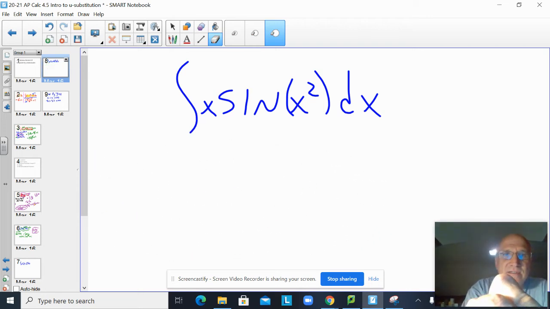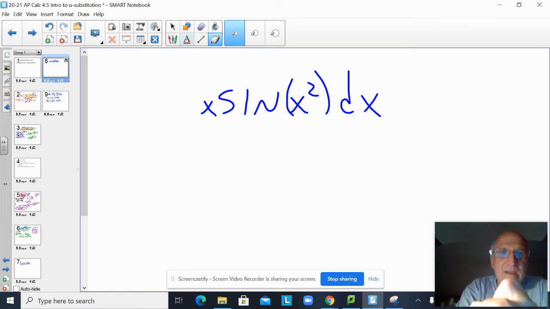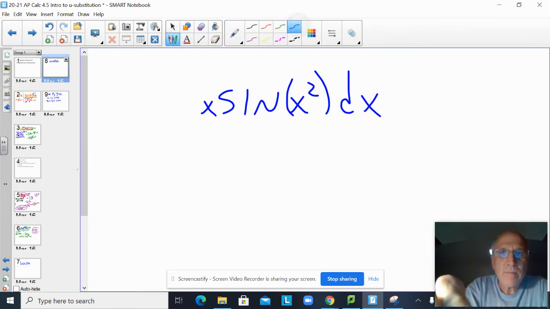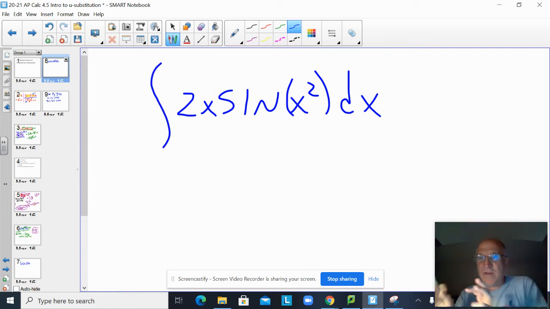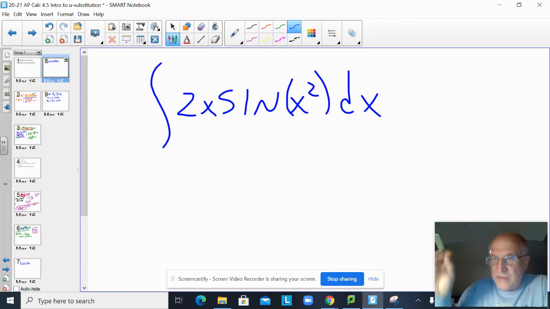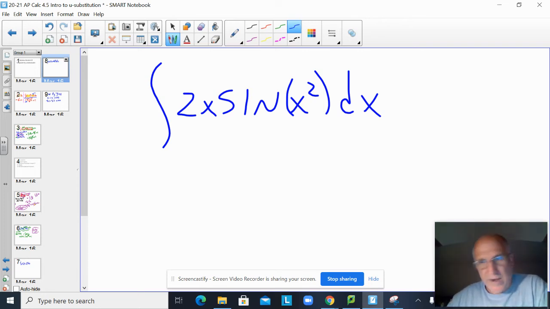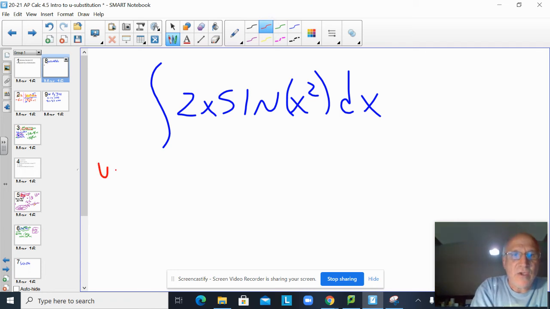You know what? I'm going to change this problem just a little bit to make it a little easier, because we haven't gotten there yet. Let's make this a 2x. This is still a very basic, it turns out, u substitution. So now we've decided that calling u the sine of x squared I don't like. But as you now see, the derivative of x squared is in fact 2x. So that should lead you, hopefully, to decide let u equal x squared.